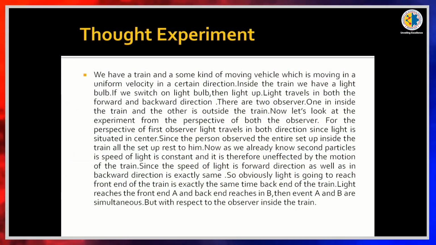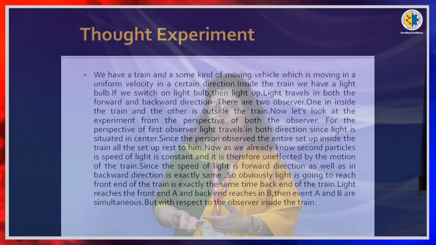Since the speed of light in the forward direction as well as in the backward direction is exactly the same, obviously light is going to reach the front end of the train at exactly the same time as the back end of the train. We know that light is independent and not affected by the motion of the train. So according to him, light takes the same time to reach the front end and the back end of the train.